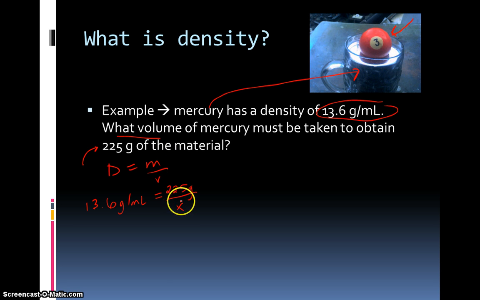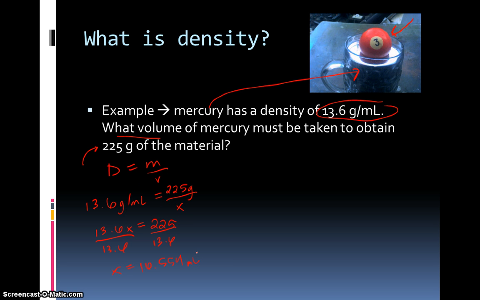So if we think about algebra, we have to get the x off the bottom, so we can go ahead and cross multiply. So we end up with 13.6x is equal to 225. We can divide both sides by 13.6. And that gets me to x equal to 16.554. And then my unit comes from the density because I'm solving for volume. That means this unit is going to be milliliters.